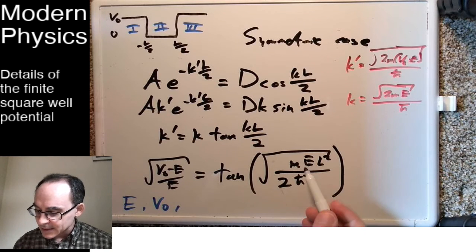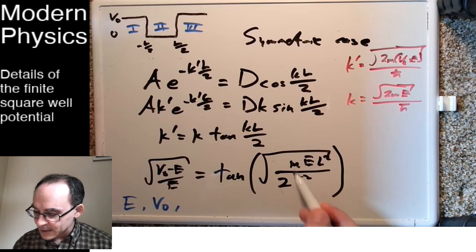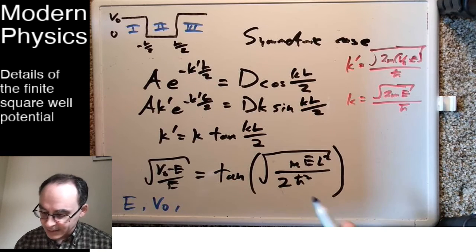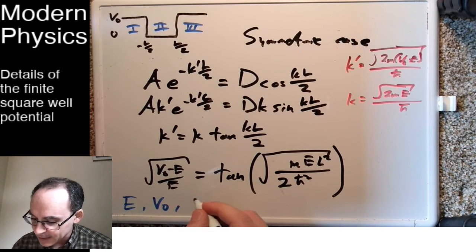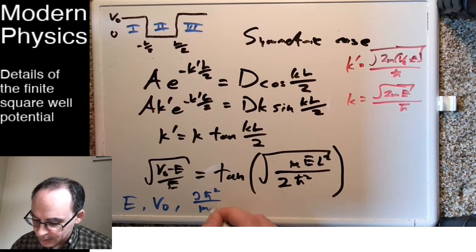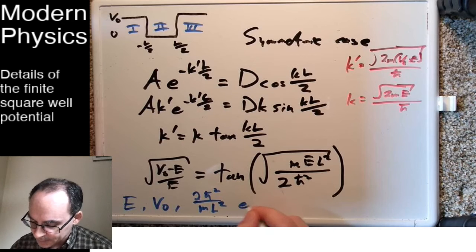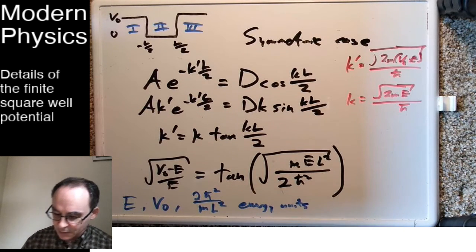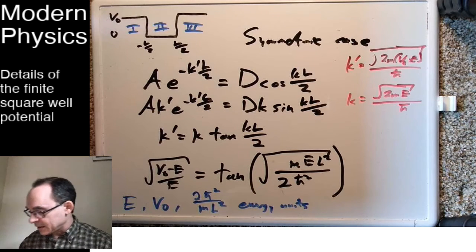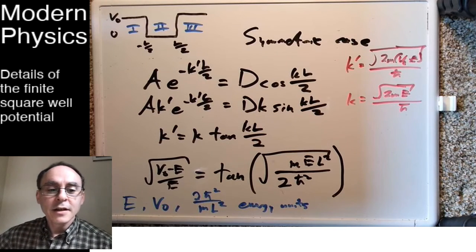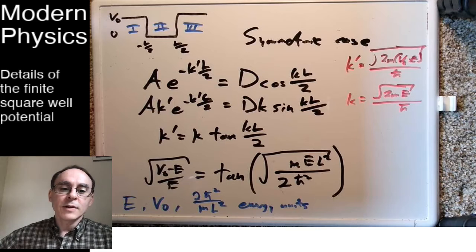So what that means is I've got an energy here, and then the rest of the stuff combined has to be basically inverse energy. Or another way of saying that is that 2ħ² over mL² also has energy units. These three things all have energy units. E, of course, is an energy. V naught is an energy, but also 2ħ² over mL² is an energy.